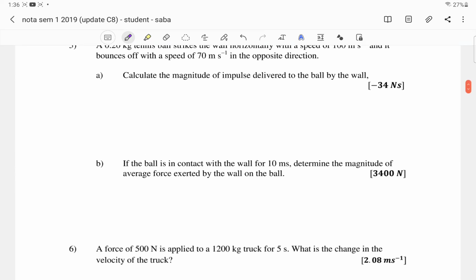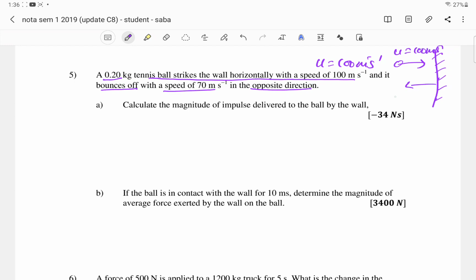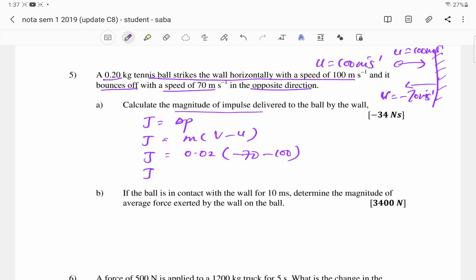Alright, so we go to number 5. A 0.2 kilogram tennis ball strikes the wall horizontally with speed, and it bounces off in the opposite direction. Calculate the magnitude. Okay, so u is 100 meter per second. Bila bounce off, ni wall, u 100. Bounce off macam ni, so v negative 70. Okay, so find the magnitude of impulse. So J equal to delta p. J equal to m times v minus u, 0.2, v negative 70. So J or the impulse is negative 34 newton second.